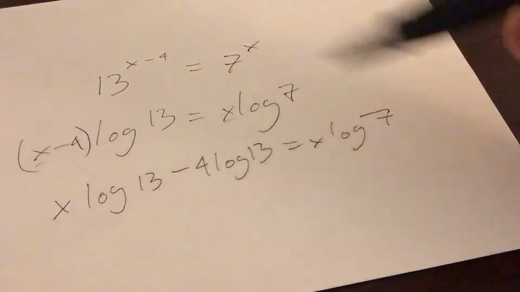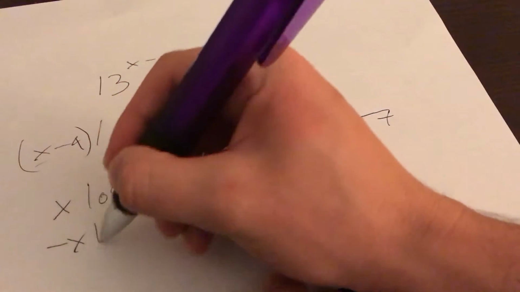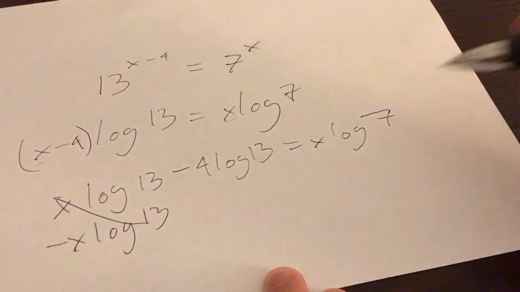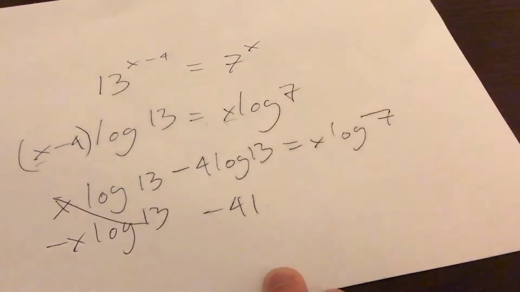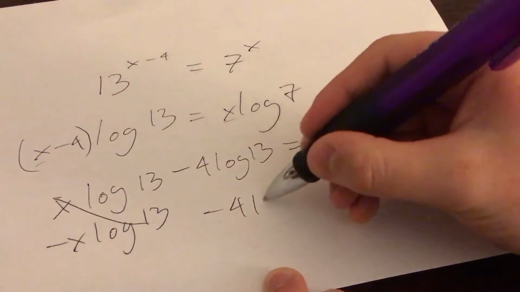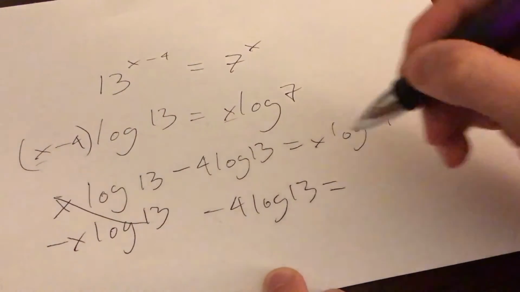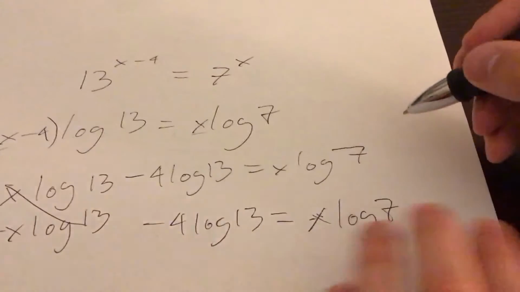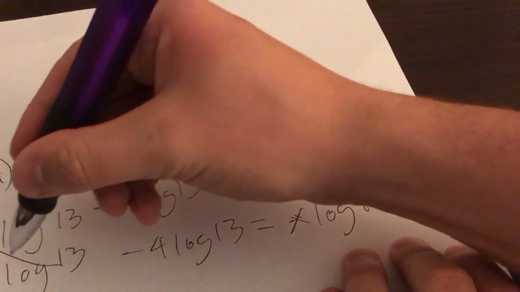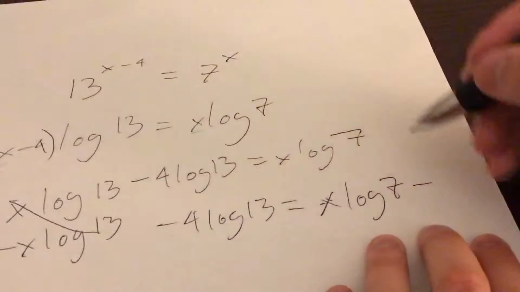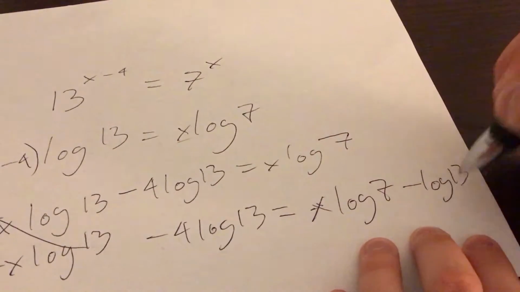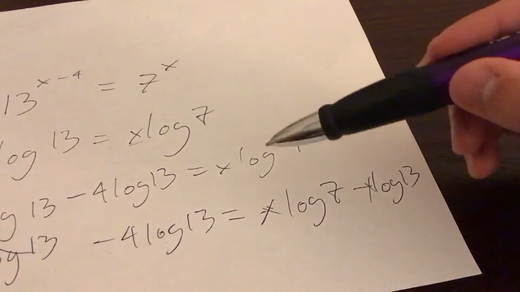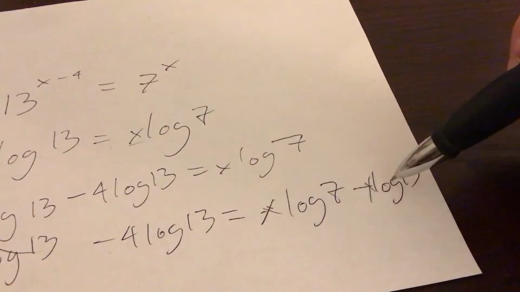I do that by subtracting x log 13. Log 13 cancels out, and I'm left with negative 4 log 13 equals x log 7 minus, because I'm subtracting, x log 13. Okay, so, sorry for my handwriting. So I got x log 7 minus x log 13.